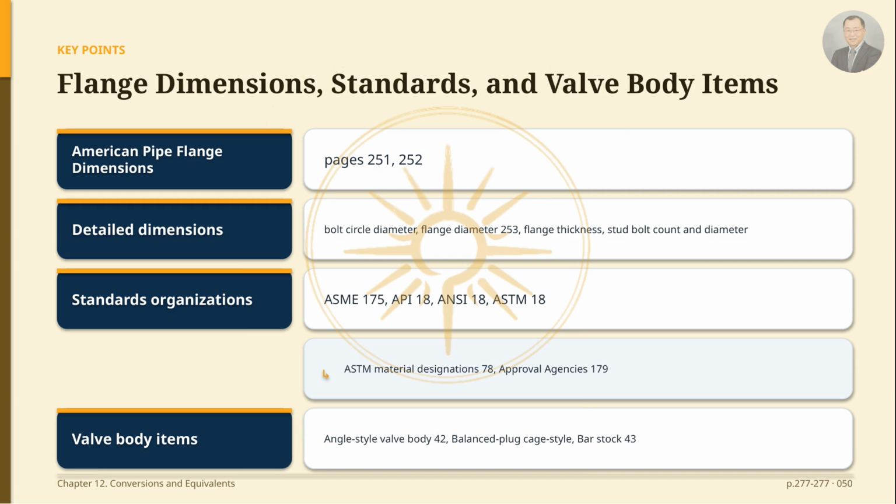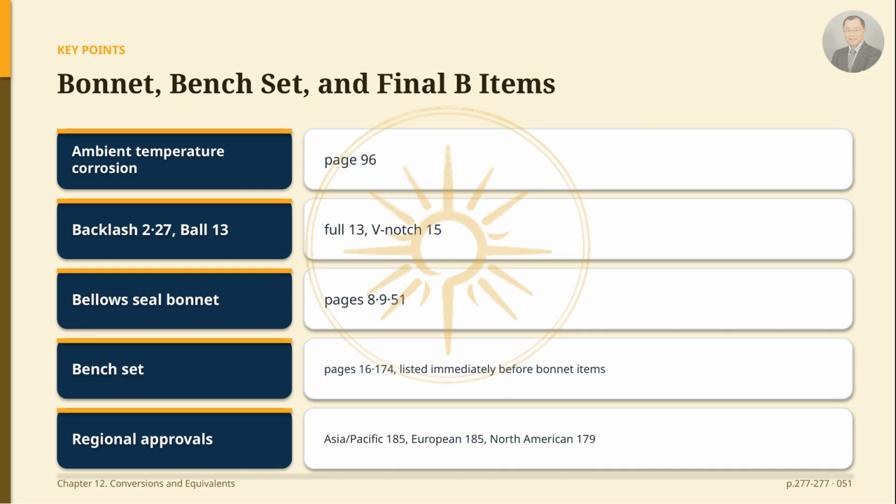Please follow the page numbers for each item and carefully verify that they align with the latest versions of the relevant standards. Finally, this is a reference table summarizing the detailed locations of items starting with B. Ambient temperature corrosion is described on page 96, and backlash is detailed on page 2 and page 27. Since the remaining items are also organized by page in a granular manner, please use this table to quickly find the relevant pages when you need specific criteria or regional approval requirements in your practical work.